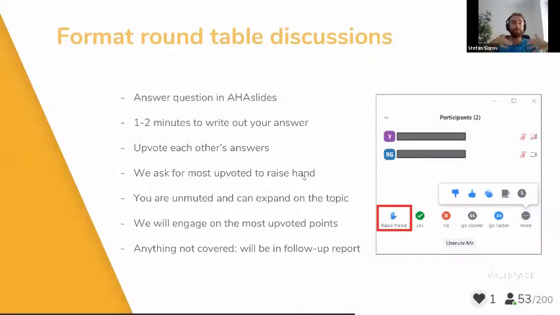And the most upvoted ones we will select. We will ask the people whose topics are most upvoted to raise their hand inside Zoom. If you can find that menu later today where you can just raise your hand, then we'll be able to unmute you and you can expand a bit further on the topic. And we'll make sure to engage amongst ourselves on that specific topic.